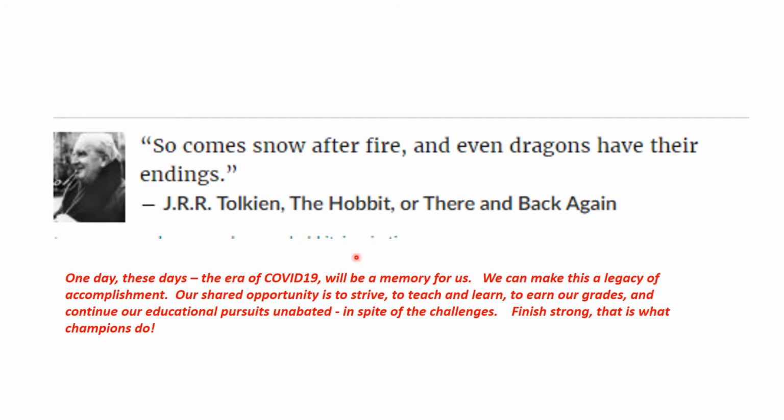I like to open with something that I find encouraging. The fellow who wrote The Lord of the Rings included the words in his novel The Hobbit: "So come snow after fire, and even dragons have their endings." You see, one day, these days of the era of COVID-19 will be a memory for us. We can make this a legacy of accomplishment. Our shared opportunity is to strive, to teach and learn, to earn our grades, and continue our educational pursuits unabated, in spite of the challenges. Finish strong. That is what champions do.